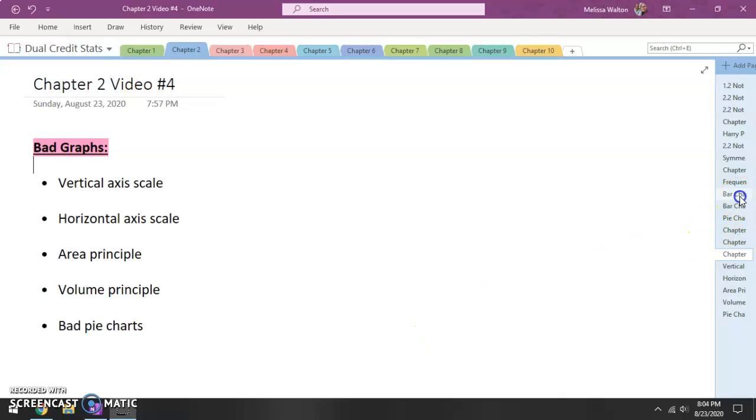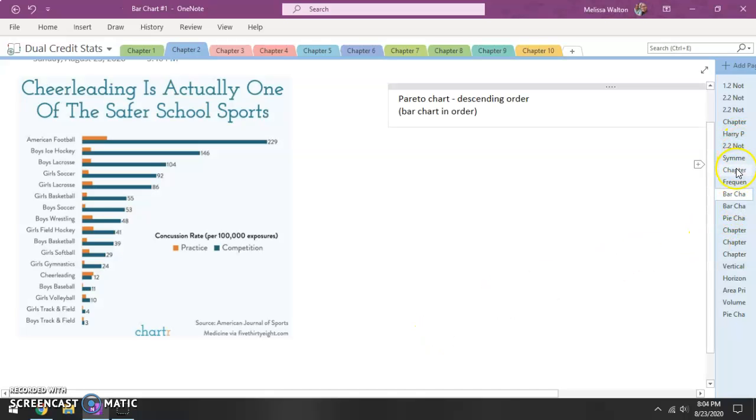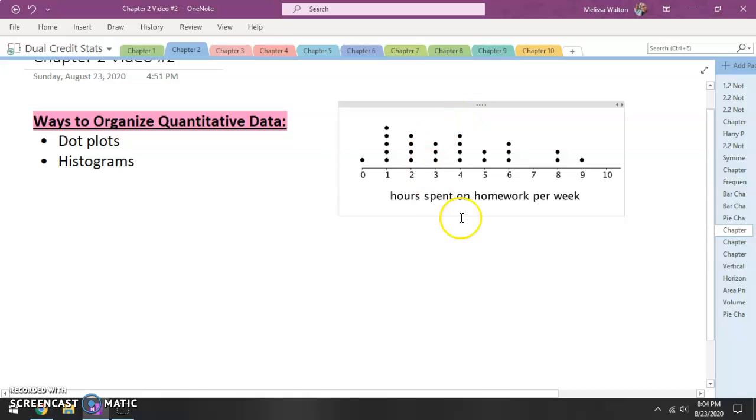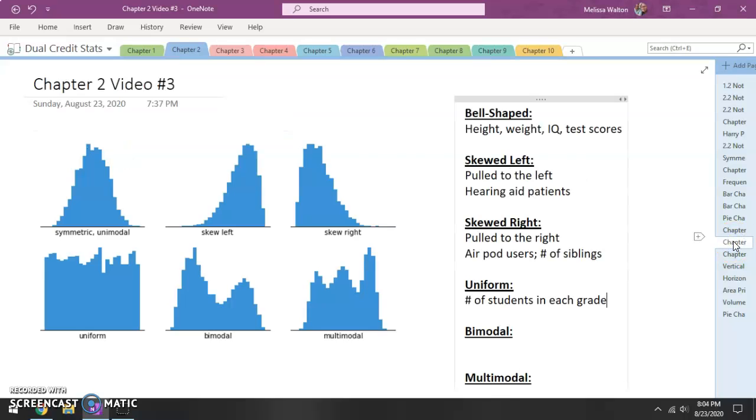So far, we have talked about different types of representations for qualitative data, and then we also talked about quantitative data with our bar charts or with our dot plots and our histograms. And then we also talked about how we can describe those graphs. Now, the last thing we're going to talk about is what is a bad graph.